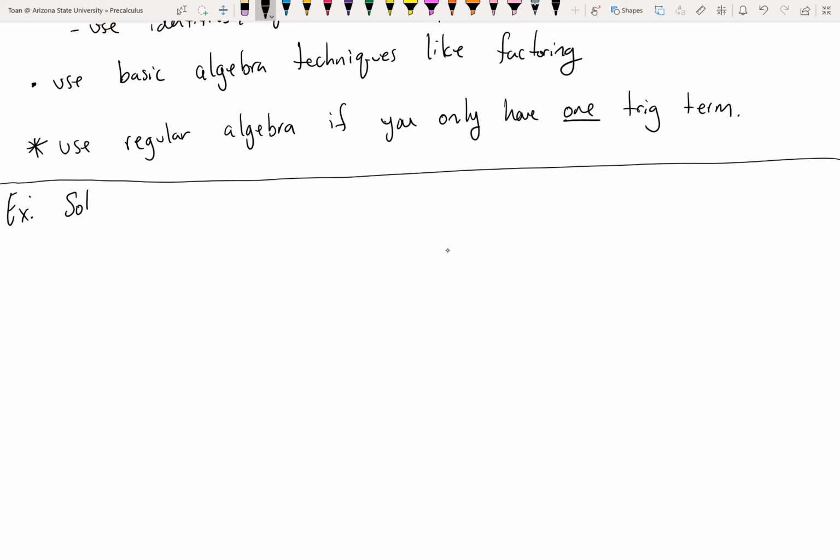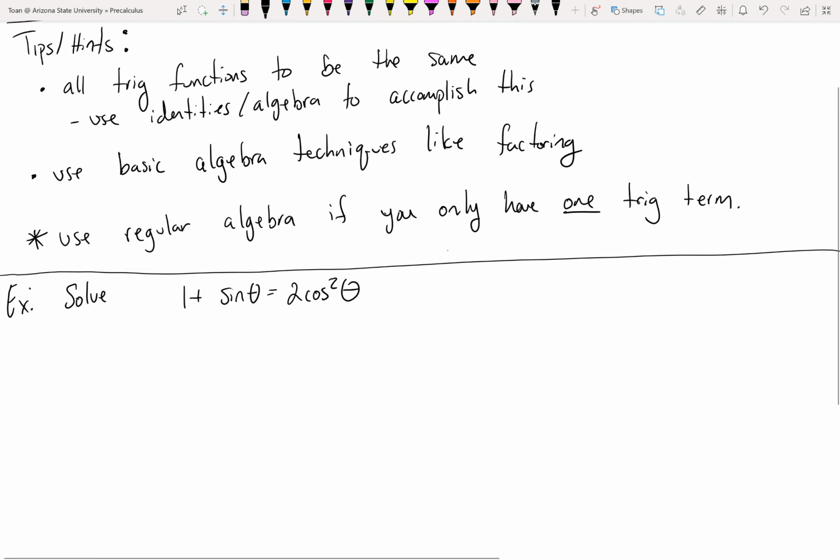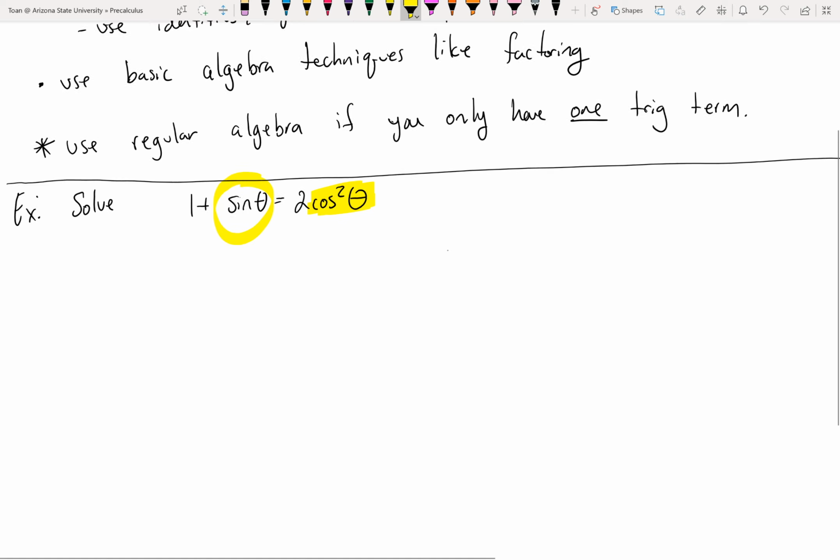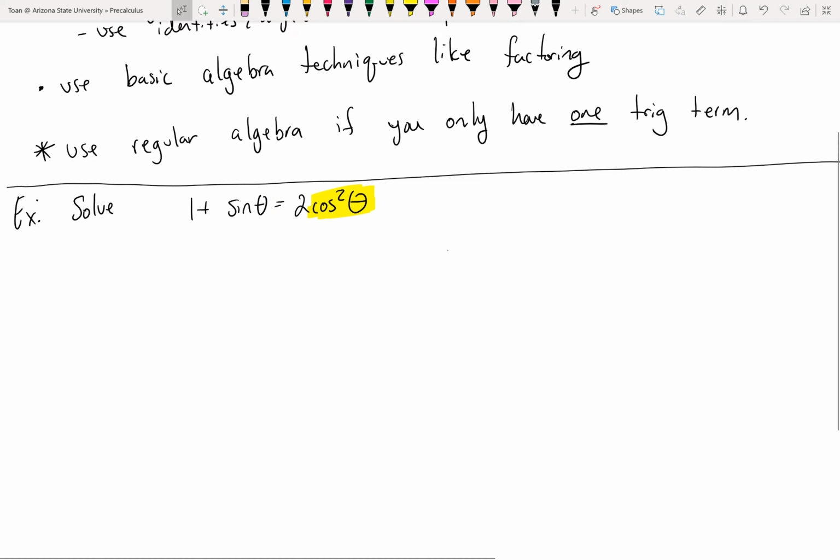Suppose it asked you to solve 1 plus sine theta equals 2 cosine squared theta. So this is a, quote, hard question because it violates the first bullet point. The trig functions are not the same. We're mixing sines and cosines. Well, think back to the first half of Unit 7. I see a cosine squared. I see a trig function being squared. I also notice I have a sine here, and knowing the Pythagorean identity, I know that we can transform cosine squared into sines. So that's probably the way we should go.